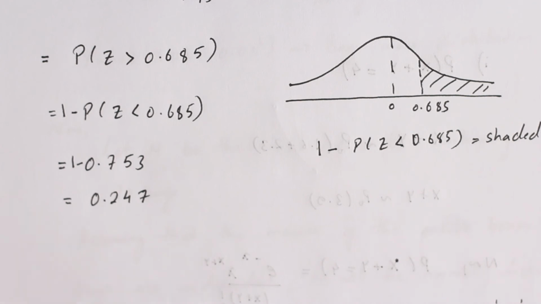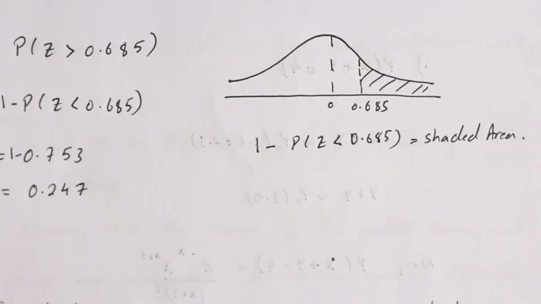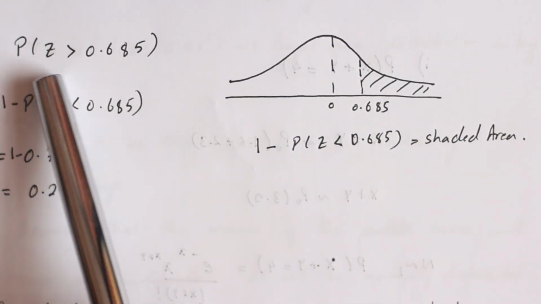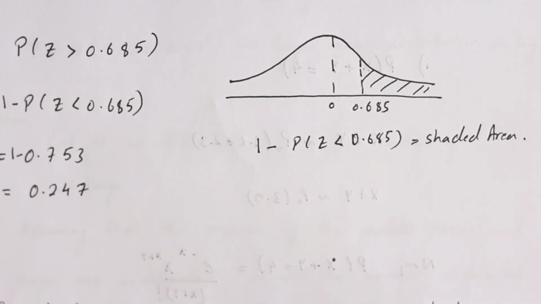So you get 0.247 as the value here. And this is the diagram representing how to find this probability of Z greater than 0.685.